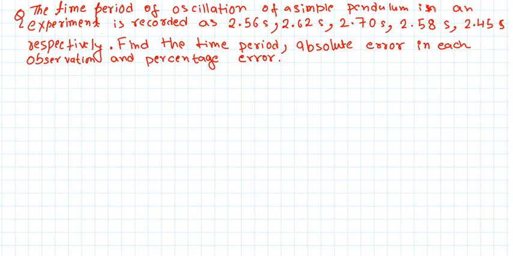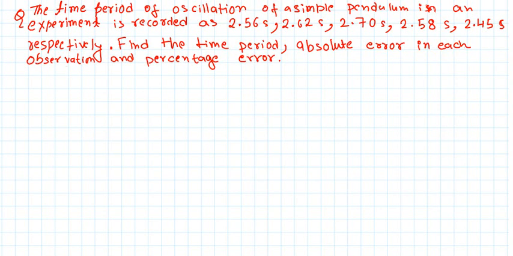2.56, 2.62, 2.70, 2.58, 2.45 respectively. Find the time period, the absolute error in each observation, and the percentage error.